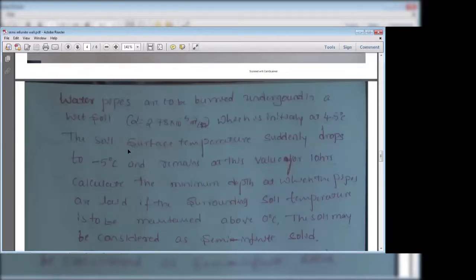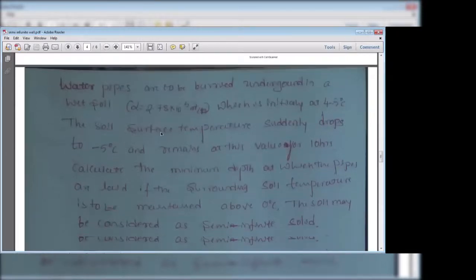Water pipes are to be buried underground in wet soil, where the thermal diffusivity is 2.78 into 10 raised to minus meter square per hour. You have to note the unit, meter square per hour. The soil is initially at 4.5 degrees Celsius; Ti is given as 4.5 degrees Celsius.